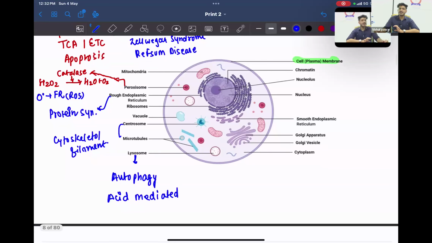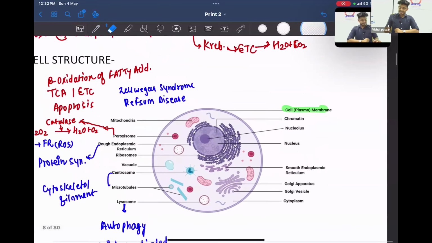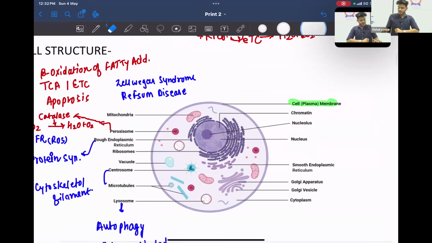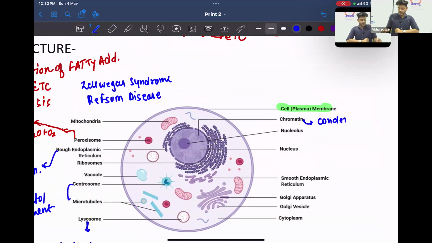There will be parietal cells, a proton pump will be there, and that is going to produce what? Acid, and that HCl acid is going to fill the cells, right? Next, we have chromatin. Chromatin is what? The condensed form of chromosomes. The nucleus has DNA, the storage for DNA.